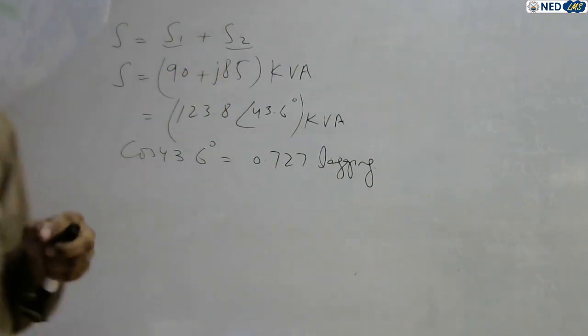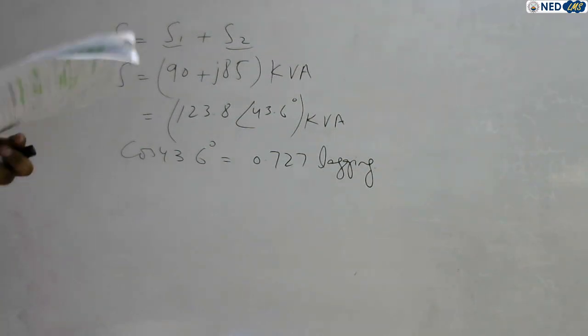Now move towards the second part. The second part is to calculate the line currents.